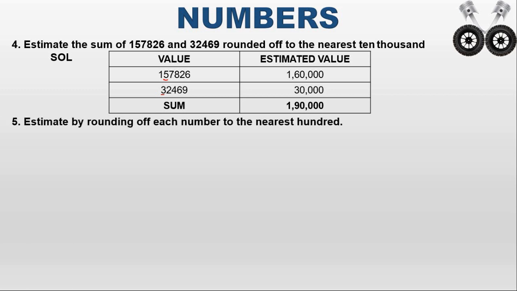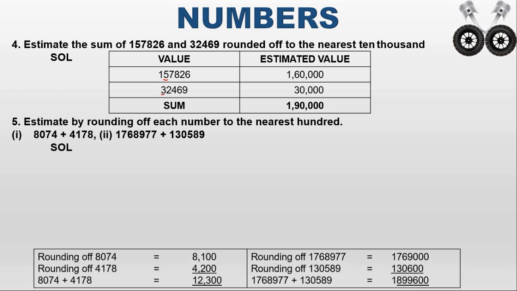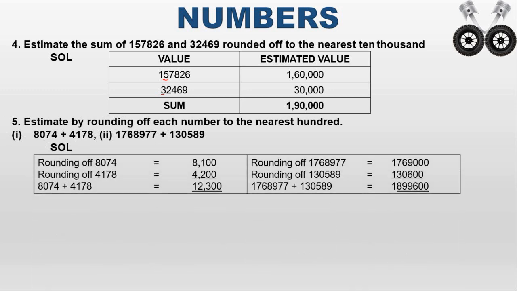Okay, estimate by rounding off each number to the nearest 100. So there are some values given. For those values we should first round them up to the nearest 100, then we will add. See here, rounding off 8,074 to the nearest 100. What is the value in the 100 portion? That is 0. So you have to look at the right side number. It is greater than 5. So that means you have to add 1 to the number. So 0 plus 1 will become 1. So that is 8,100.